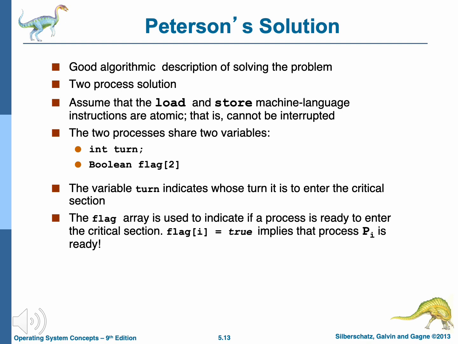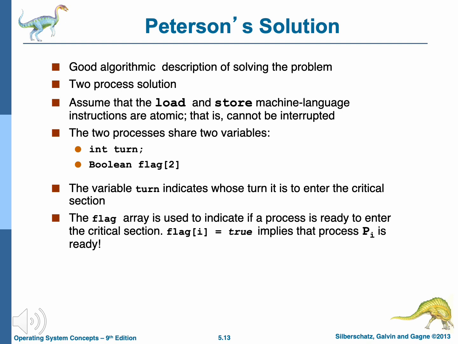Peterson's solution is restricted to two processes that alternate execution between their critical sections and remainder sections. The processes are numbered P0 and P1. For convenience, when presenting Pi, we use Pj to denote the other process, that is, j equals 1 minus i. So Peterson's solution requires the two processes to share two data items: int turn and boolean flag[2].